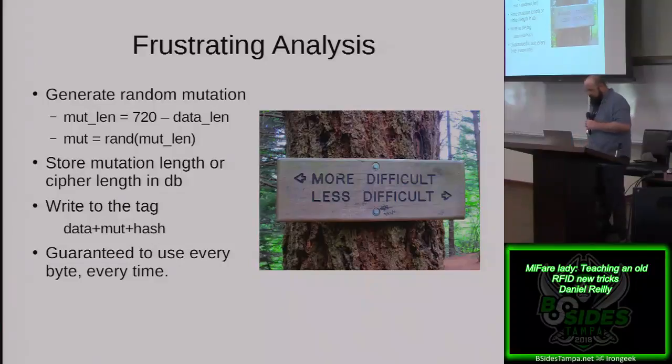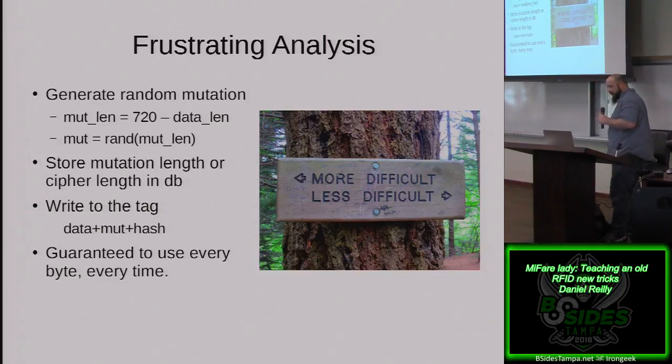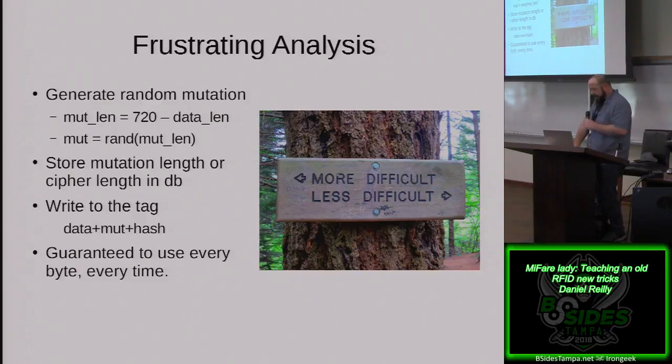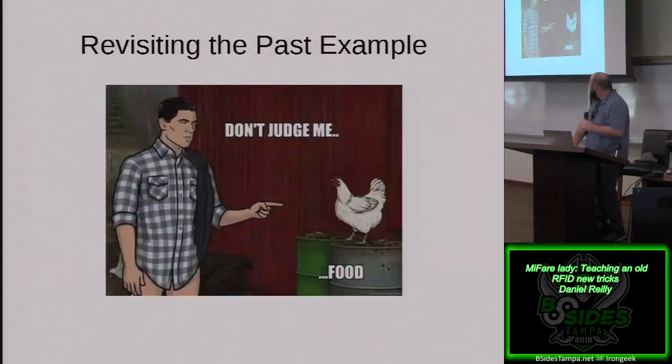Alright. So what we're going to do to stop that is add a mutation to the end of the card. No matter what happens, we're always going to make sure the card is 720 bytes long, whether we encrypted 1 character or the maximum of 511, I think I said. The way we set that is we figure out our maximum size, 720, take out the data length that we already have, set that to our mutation length, generate some random bytes, append that with the tag, and then write that all out to the tag. So we're guaranteed to use every byte every time.